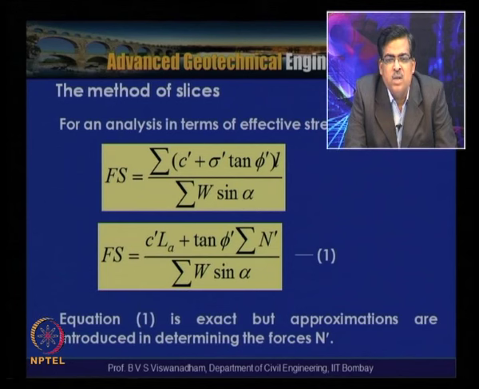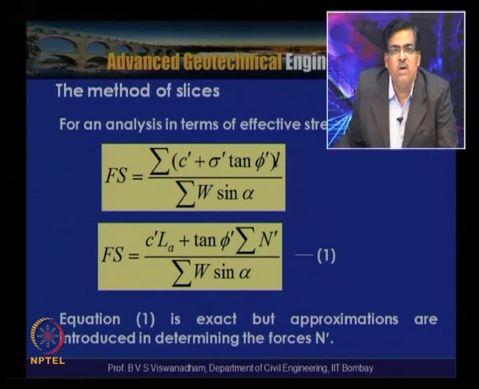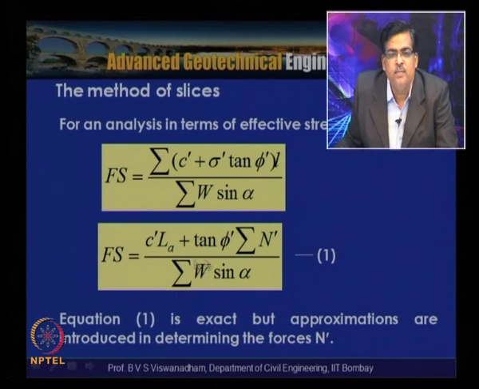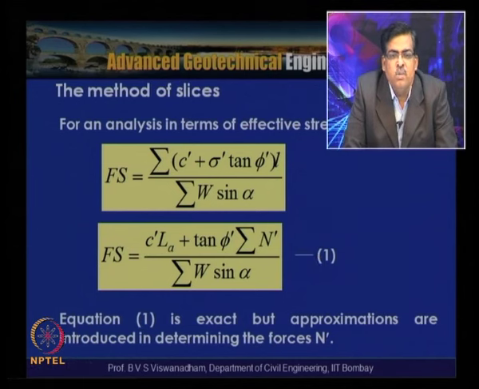plus tan phi dash. In case you have a cohesionless soil slope, then the factor of safety is nothing but, when c dash is equal to 0, the first term gets cancelled, and we have tan phi dash into sigma n dash by W sin alpha. So this can be used for both undrained short term stability as well as for long term stability by substituting the relevant characteristic strength parameters.